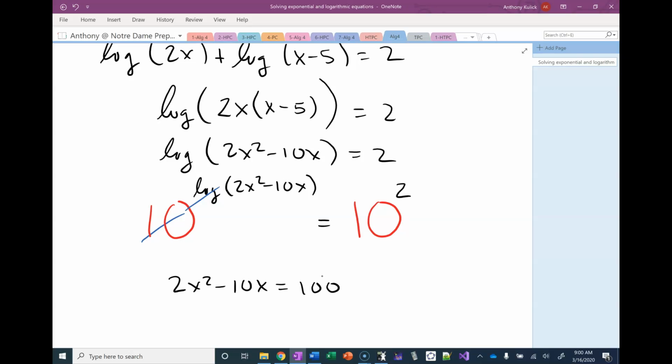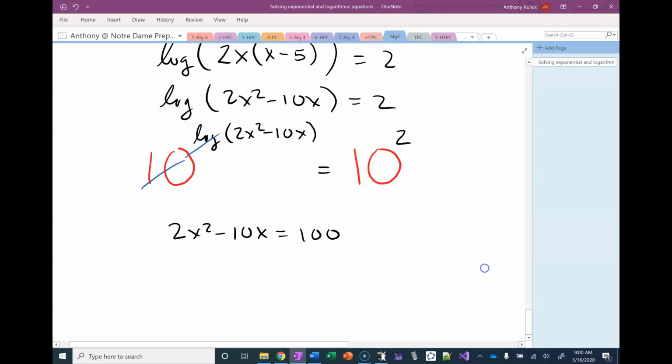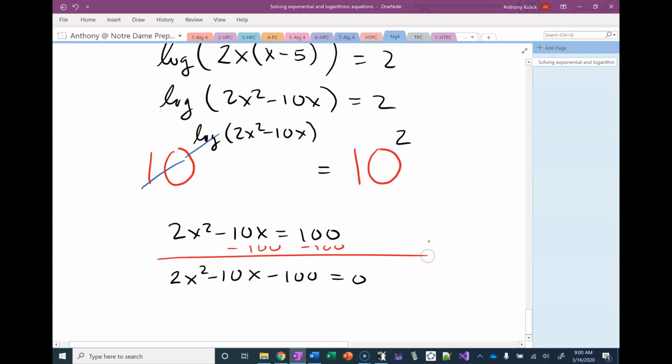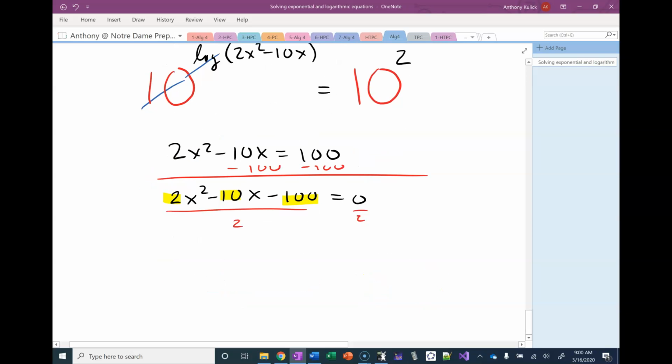Okay? So what I'm left with is a quadratic equation. To solve a quadratic equation, the first step would be to make it equal to 0. So I'll subtract the 100 over to the left side. And I notice here that each of the coefficients, 2, 10, and 100, are all even numbers. So if I divide both sides by 2, I can make this problem a little bit easier.